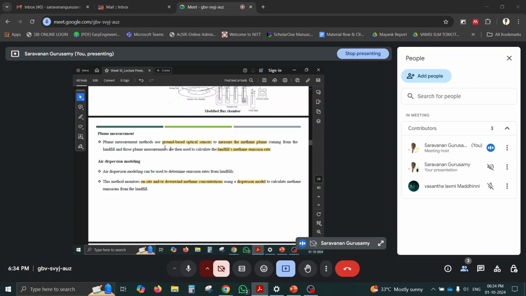Then plume measurement. This uses ground-based optical sensors to measure the methane plume. A methane plume, in the sense, is like a ball or a bubble kind of thing. How much methane plume is emitted? So that will be calculated as the landfill's methane emission rate. And then air dispersion modeling. Air dispersion modeling is where we know how much background air is present before emission. Now we know, after constructing the landfill, the concentration of the methane. So with these air dispersion modeling formulas we can calculate how much methane is generated on site, and the downwind methane concentration also we can find.